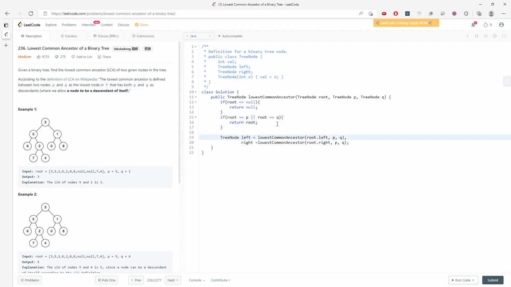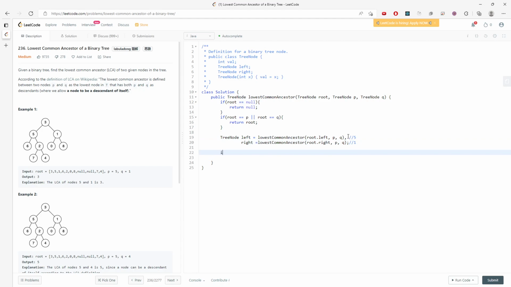Just think about this: 5 and 1, and I'm at 3 right over here. 3 does not equal P and does not equal Q, so I traverse the left and right. Root of left is equal to 5, and root of right is equal to 1. So I will return the root. Which is what? Just 5 and 1 for the left and right.